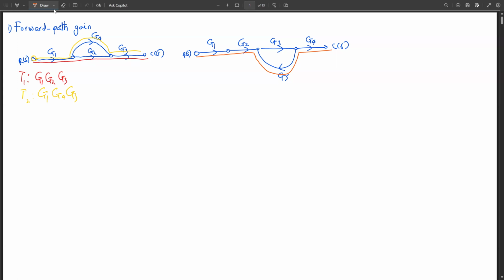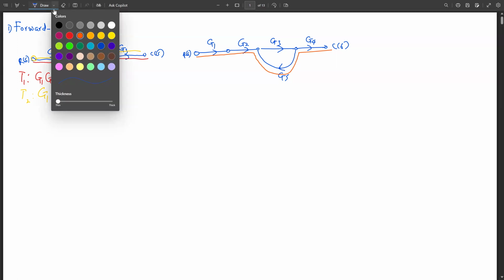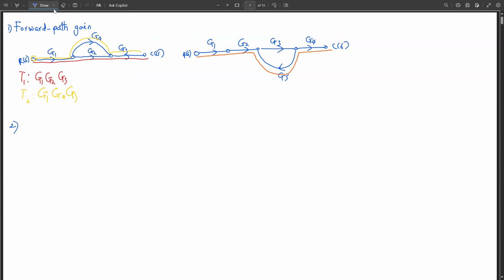All right, nice. So the second term that I'd like to speak about is the loop gain. Now, to find a loop gain, we first have to define what a loop is. A loop is simply when you start from a particular node, you end on the same node without passing through the same node twice. It's much easier when I show it.